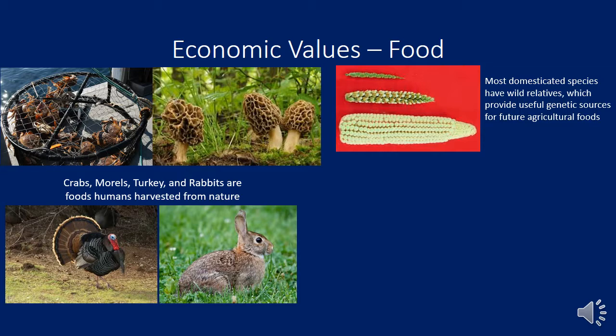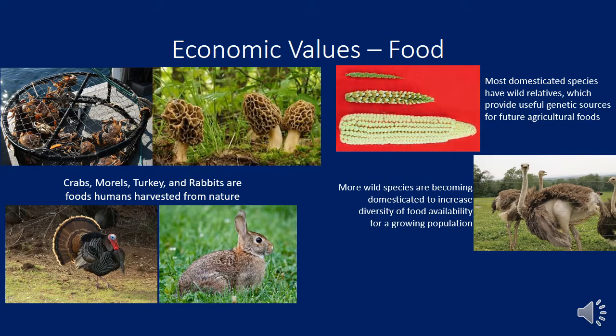So we like to eat corn. It came from the wilds originally. And more, we're seeing new species being domesticated. The world population is climbing dramatically, and so we've got to come up with new ideas, new ways to feed people, and new products. So this is a picture of ostriches. People now farm ostrich for the meat and the eggs and the feathers.